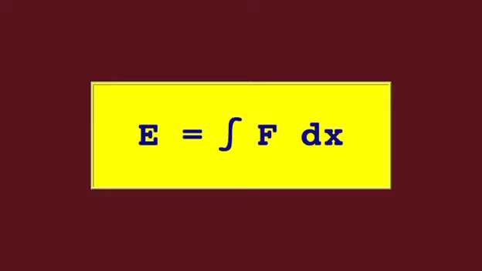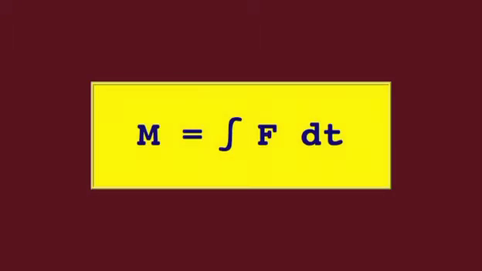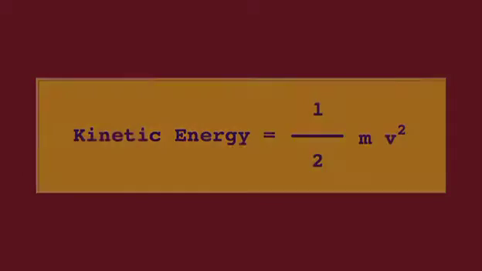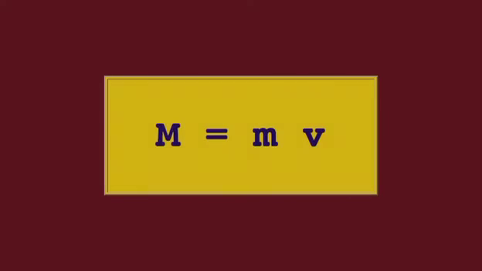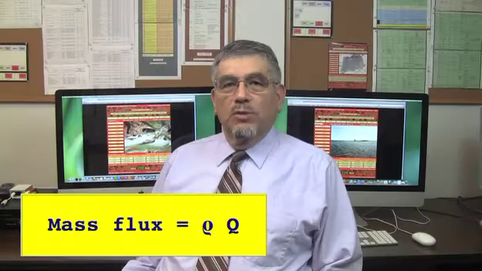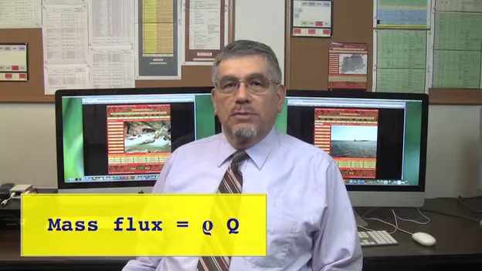Energy is a scalar. Momentum is a vector. Kinetic energy is. Momentum is. The mass flux is, in which rho is the mass density of water and Q is the discharge.